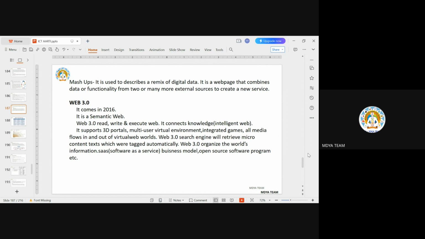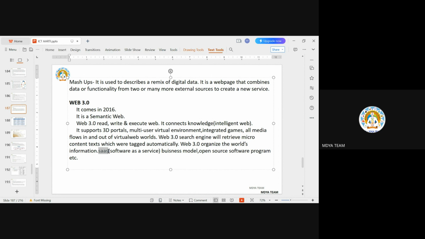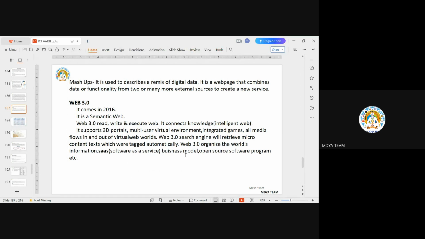Now SaaS, this is the word, so please note it down. Sometimes they can ask, SaaS is related to which web? SaaS is software as a service. This is a business model. You can say this is an example. The word SaaS is related to Web 3.0.